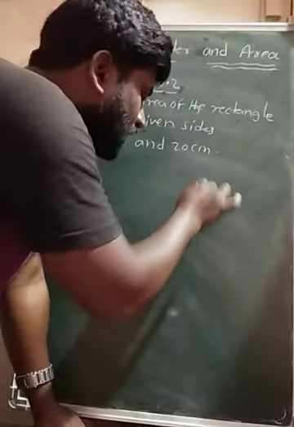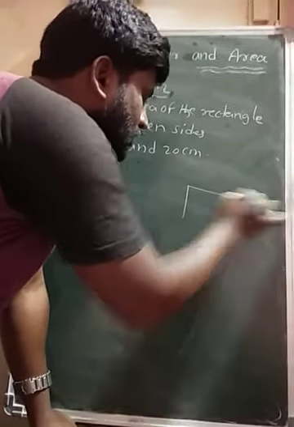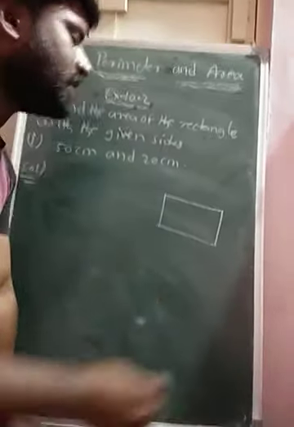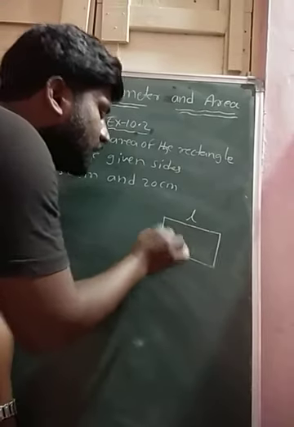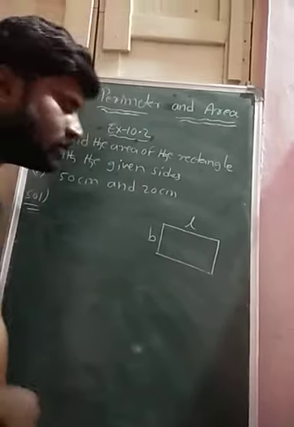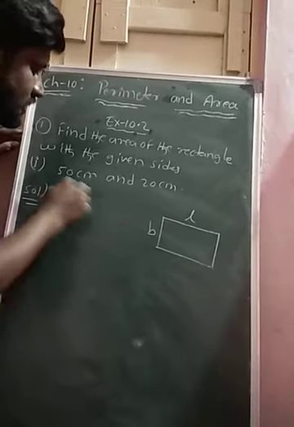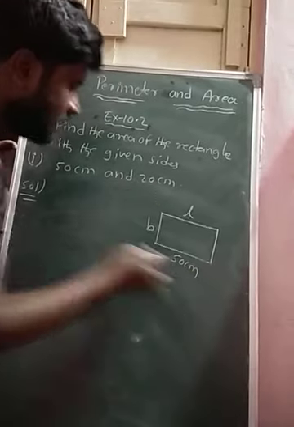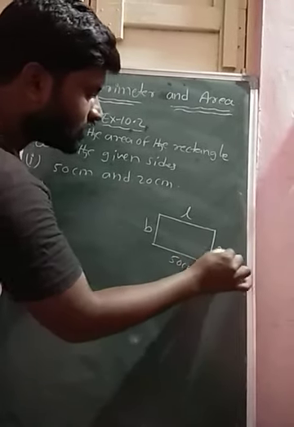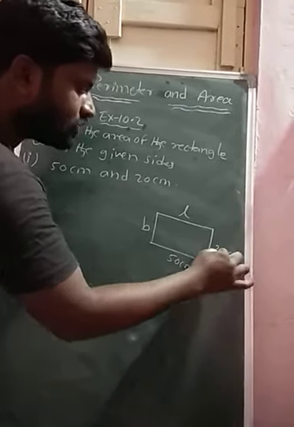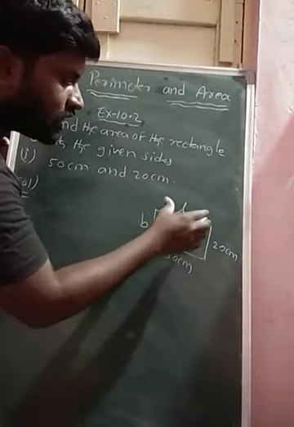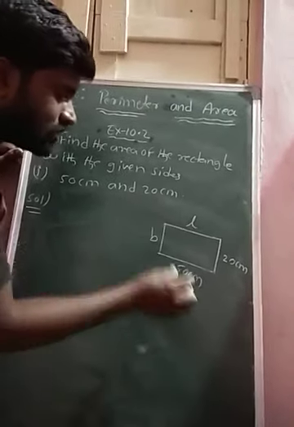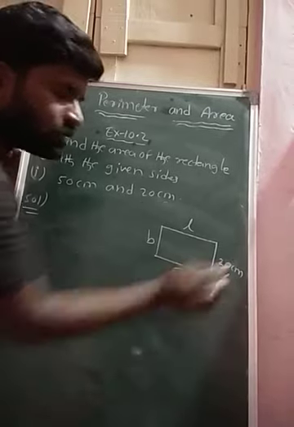Simply draw a rectangle diagram. This is the length of the rectangle and this is the breadth of the rectangle. The length is given as 50 centimeter, and the breadth is given as 20 centimeter. So in a rectangle, length is more and breadth is less. That's why I took the bigger value as length and the smaller value as breadth.